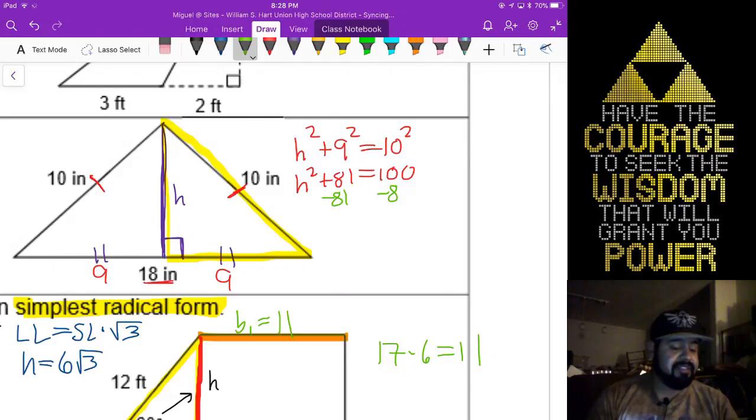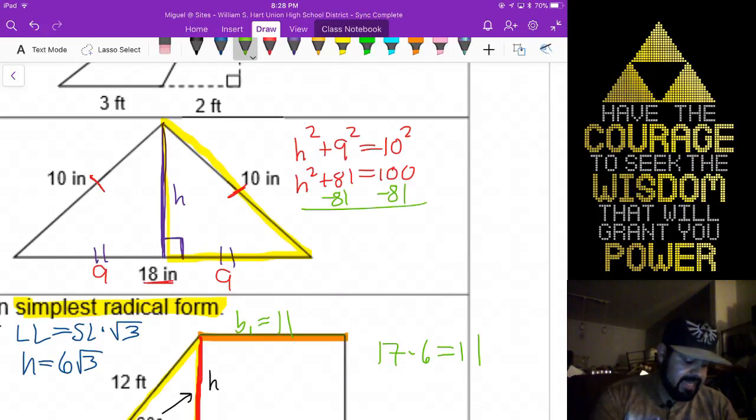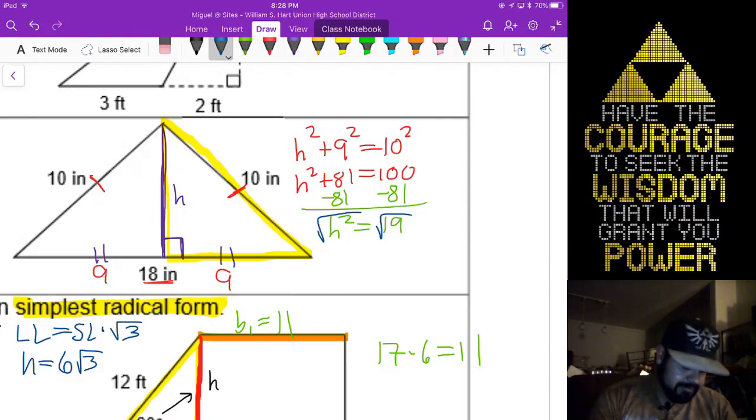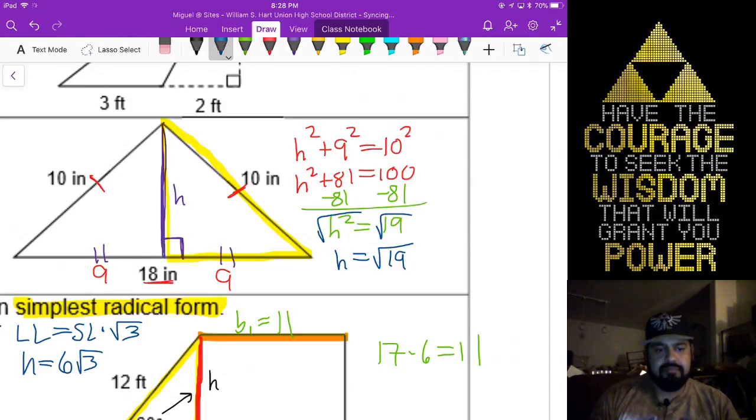Now, when you take the square root of 19, you can't do anything to it because 19 is a prime number. It does not break down at all. So h is just going to be the square root of 19. Now, if you think that's going to make things difficult, it won't. It literally makes the entire thing even easier.